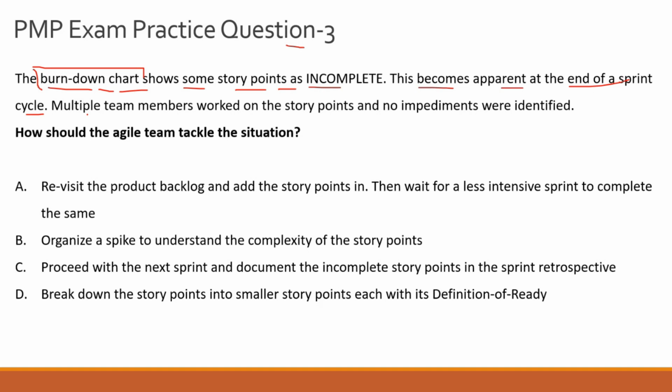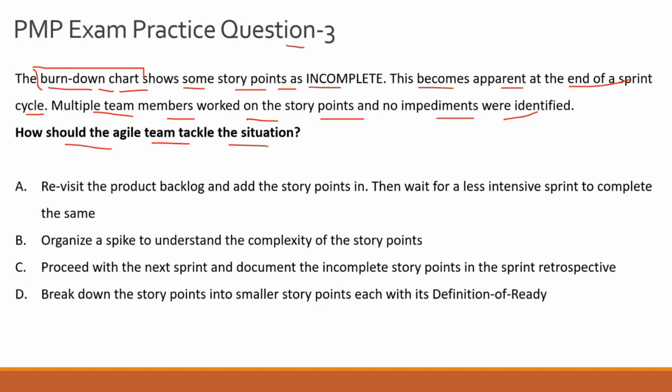Let's say there are multiple story points, and it is something of concern to the project manager. Multiple team members worked on the story points and no impediments were identified. So this is the funny bit: a lot of team members were working on those story points, and they have not reported any kind of concerns or risk with respect to the execution or the completion of those story points. Okay, so how should the agile team tackle the situation? That is the question.